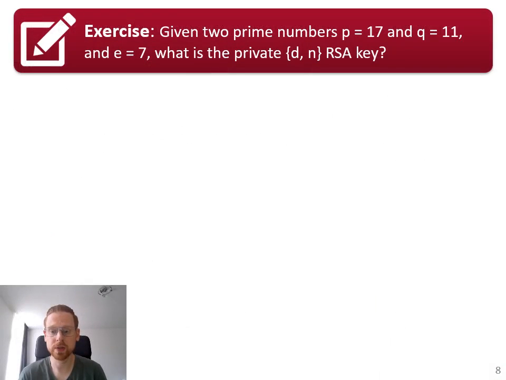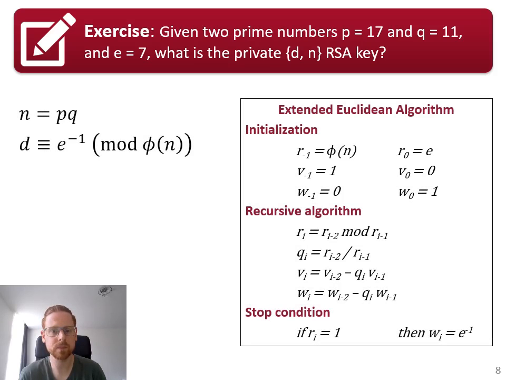To make sure everyone understands the basics of RSA, I have two exercises to finish off this video. The first one: your goal is to calculate the private key given the prime numbers p and q equal to 17 and 11, and part of the public key, namely the value of e, equal to 7. So my question is, what is the value of the private key d and n? Here you get some additional information and a hint. You can calculate the multiplicative inverse of e using the extended Euclidean algorithm, which you see summarized here on the right.